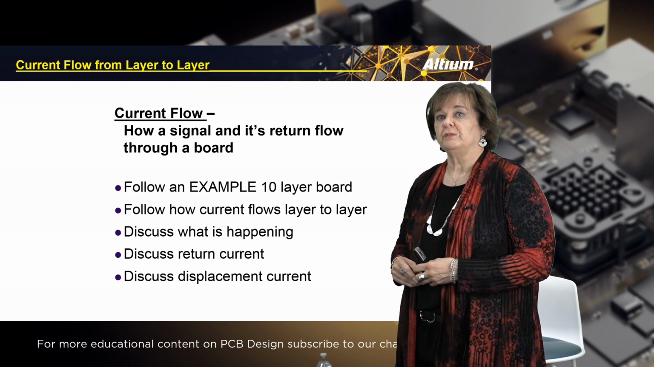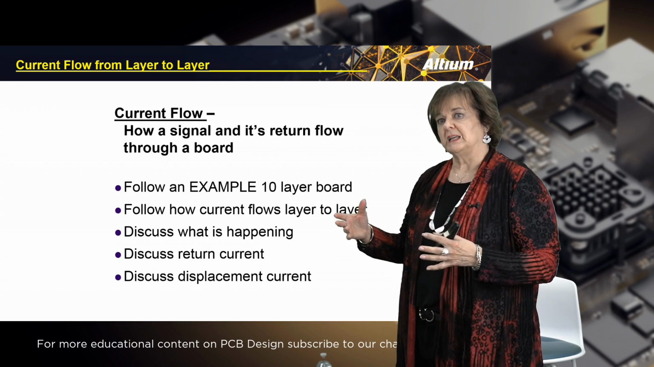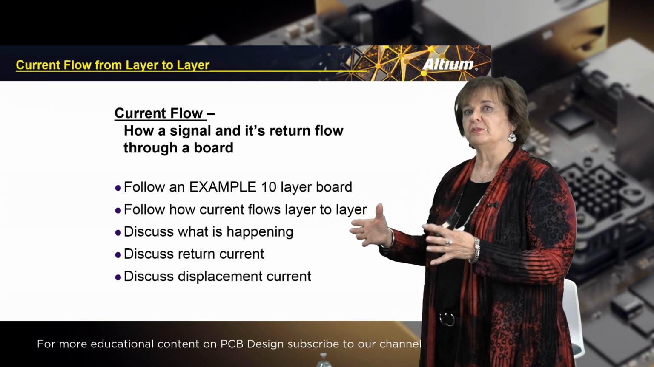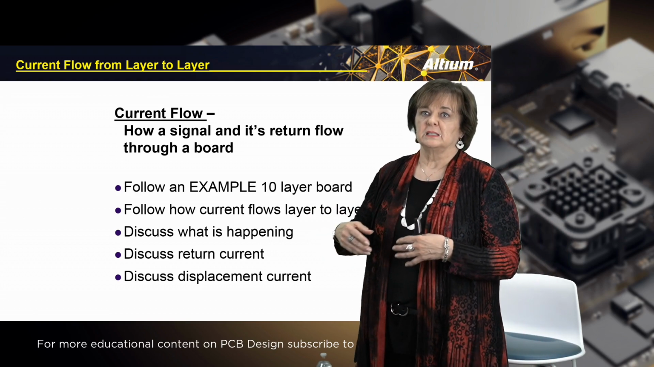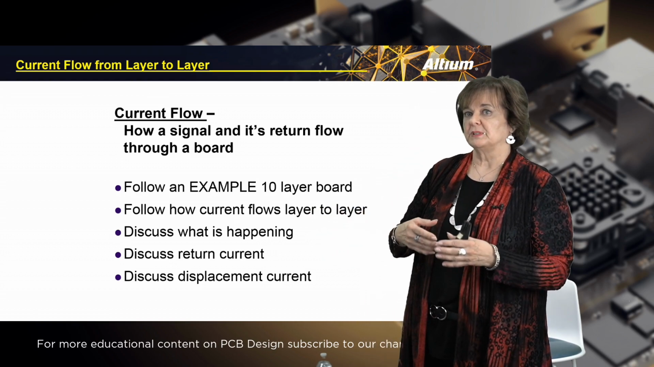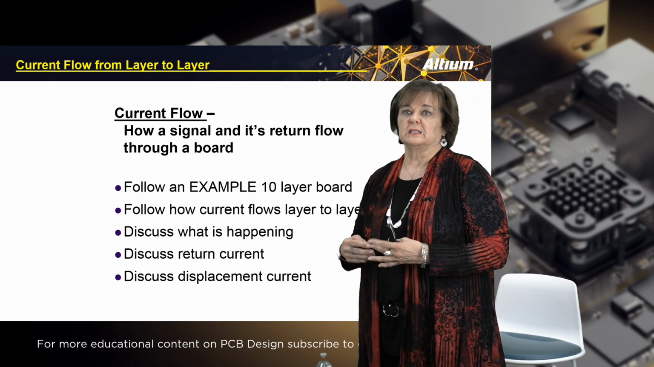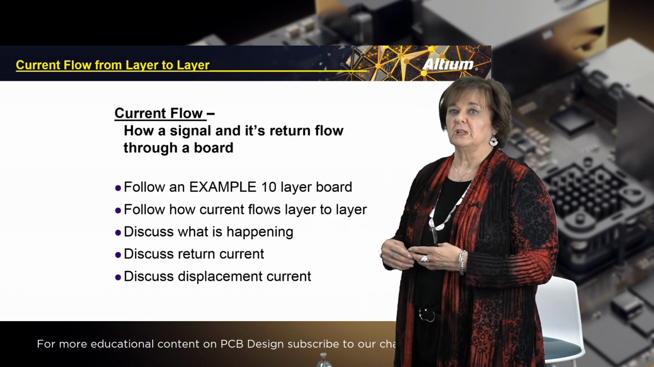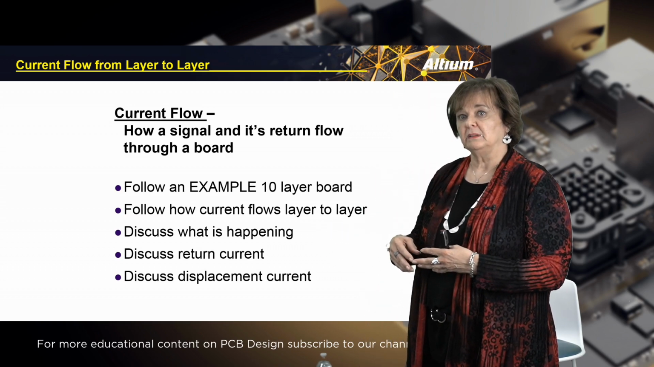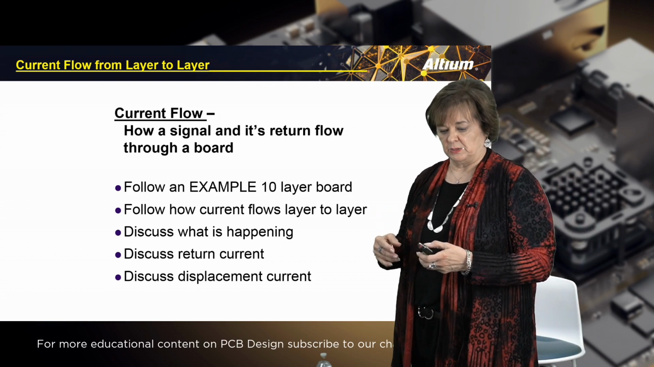Some current flow from layer to layer. This is the section where we will actually take a signal and go from layer to layer, talking about where the signal actually goes. Some of it is more examples of the same stuff we've talked about, and some is a little bit different. So we will take an example of a 10-layer board and follow how the current flows from layer to layer, and discuss what is happening in each layer, discuss the return current, and discuss displacement current.